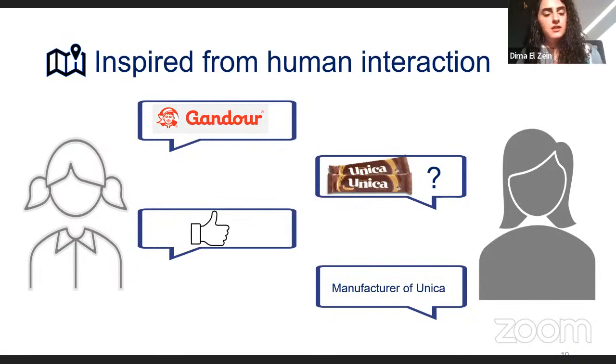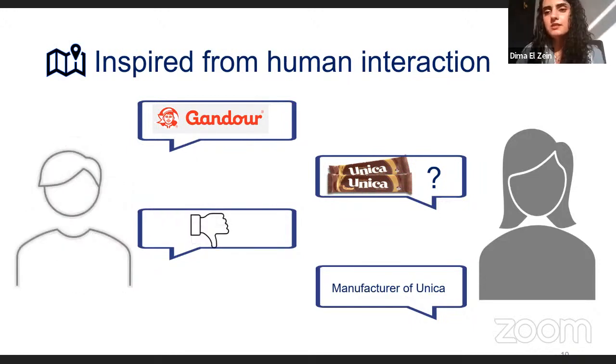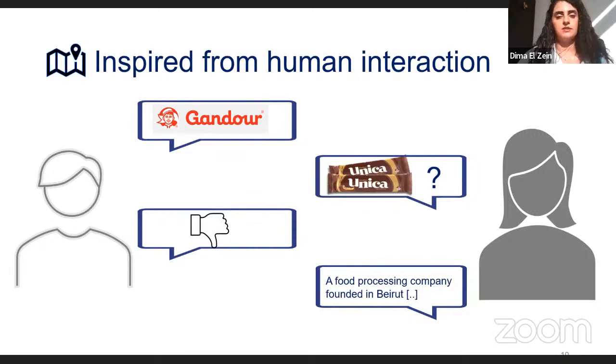Now, if I want to change the scenario and I have another person who also asked for the same information, that is, who is Ghandour, but this time he doesn't know what Unica is. My answer in this case will not be suitable to say manufacturer of Unica, because he doesn't know who Unica is. Although for me, every person on earth must know or must at least try Unica, this poor guy hasn't tried it yet. So my answer, although the question was the same, should be adapted to this person. So in this case, it would be: it's a food processing company founded in Beirut that produces Unica, and I can elaborate as much as I can.